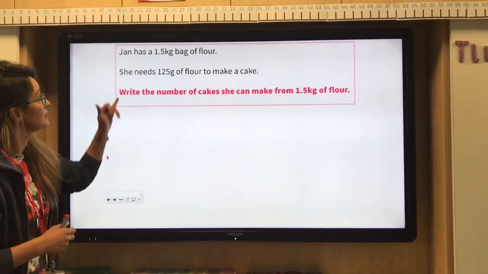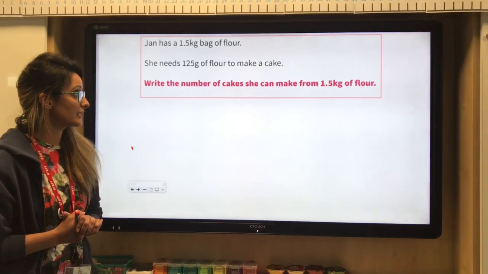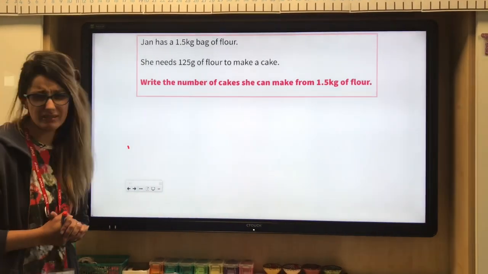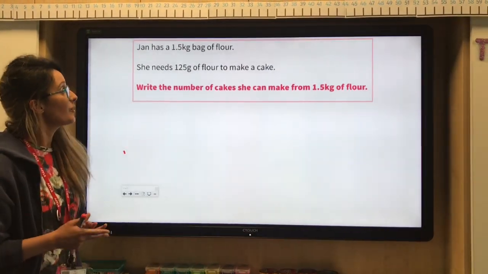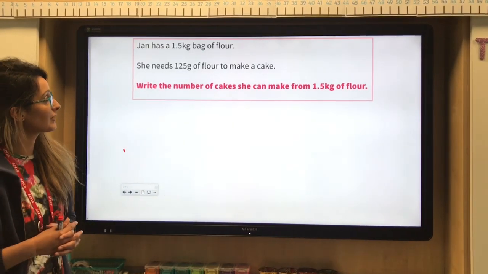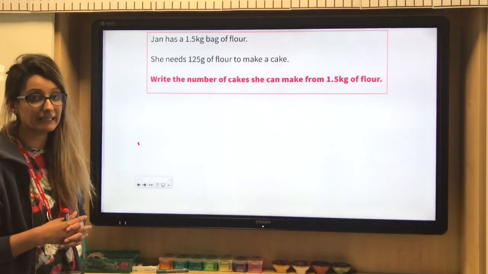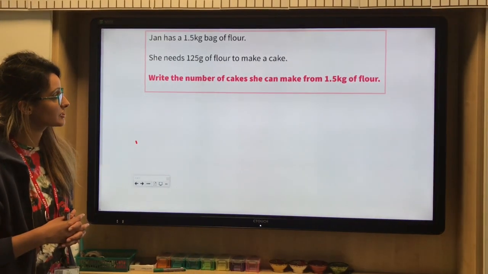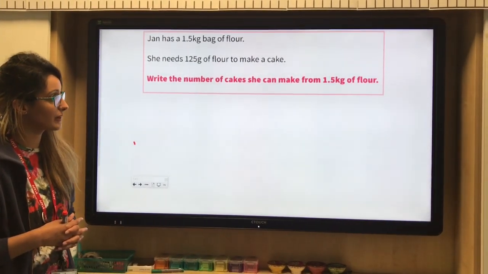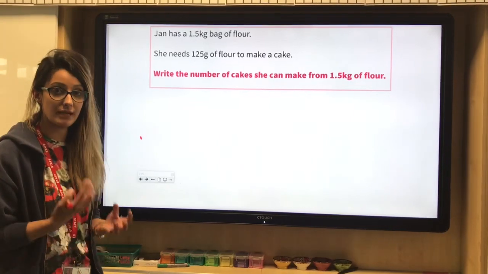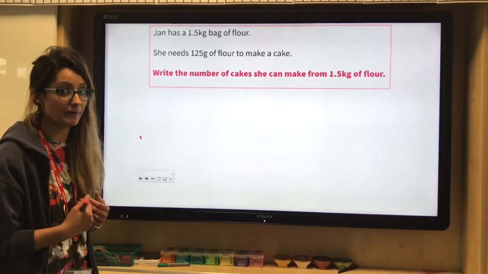Jan has a 1.5 kilogram bag of flour. Let me read that again. Jan has a 1.5 kilogram bag of flour. She needs 125 grams of flour to make a cake. Write the number of cakes she can make from 1.5 kilograms of flour. There's a lot of information in there, and it's really important that we break that down.